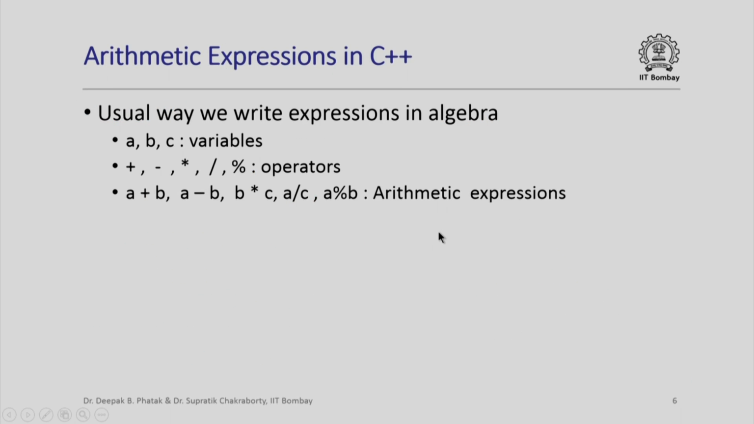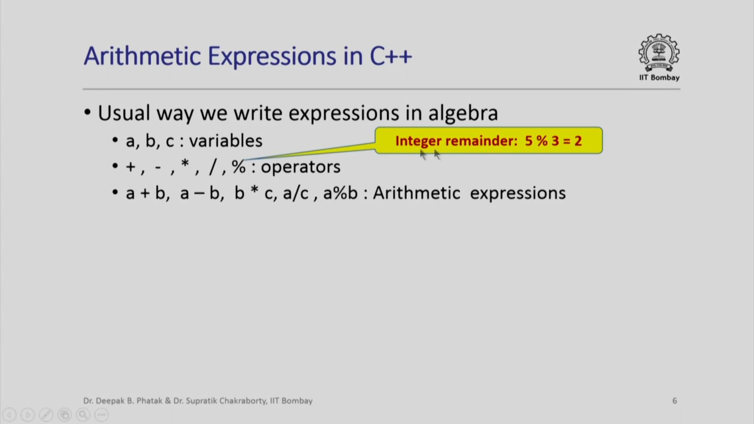Now, how do we write arithmetic expressions in C++? This is the usual way we write expressions in algebra. For example, I could have variables A, B, C. I could have different kinds of operators, addition, subtraction. This is the multiplication operator denoted by a star, the division operator denoted by slash, and this is also called the remainder operator.